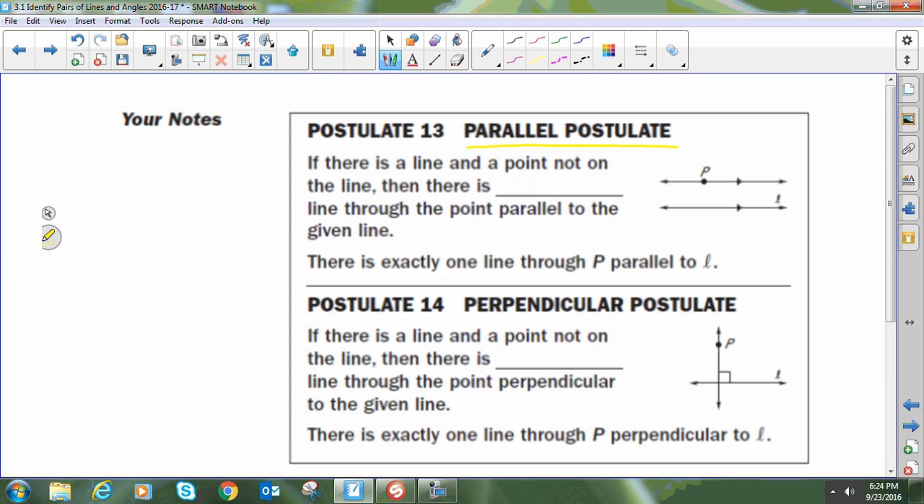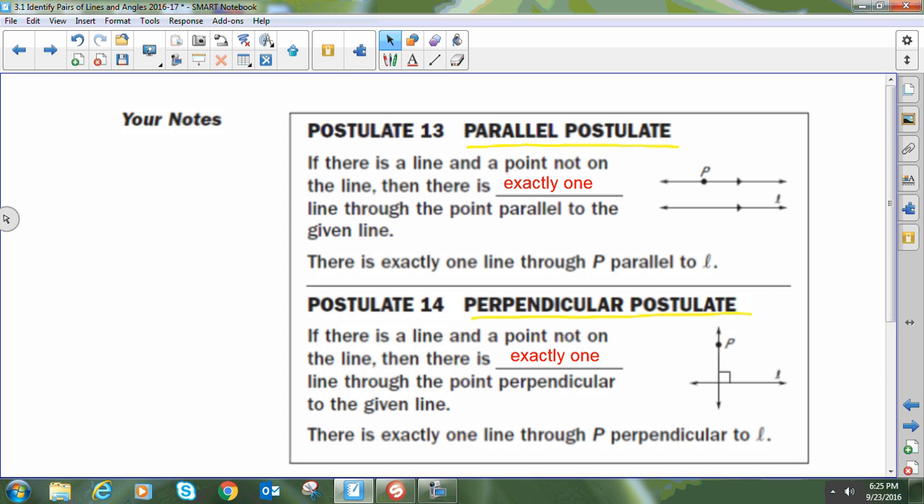Remember, a postulate is just something that you can accept to be true. So I don't think that I really had to explain a whole lot to say, well, there's only one line that could be parallel to the given line and go through point E at the same time. Same thing here. There is only one line that could be perpendicular to the given line and still go through point E at the same time.